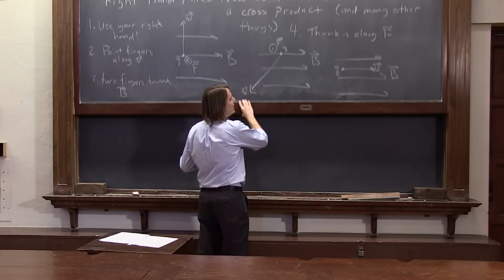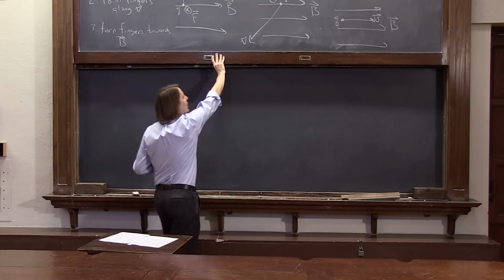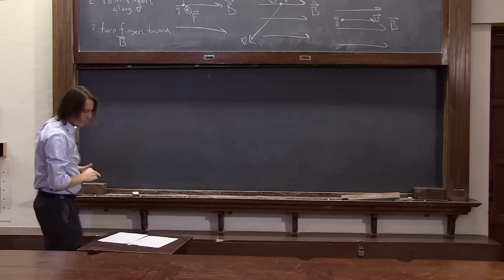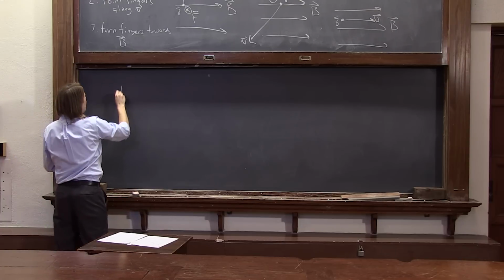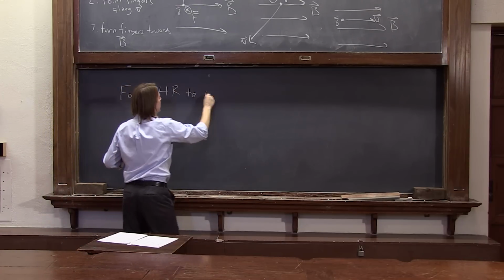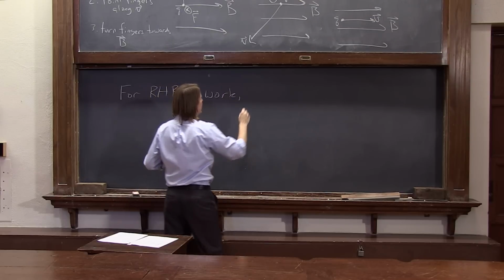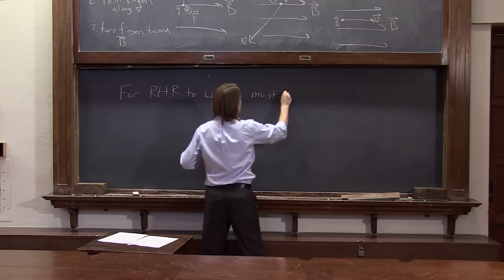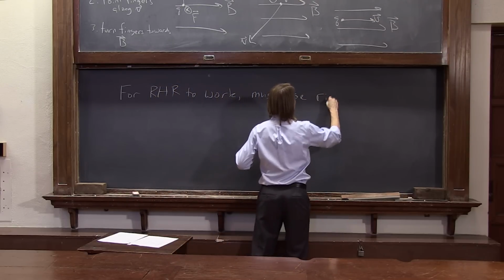So that's one way to use the right-hand rule. That's how we use it to find a magnetic force. There's another aspect of this you have to keep up with, though. For a right-hand rule to work, you must use a right-handed coordinate system.